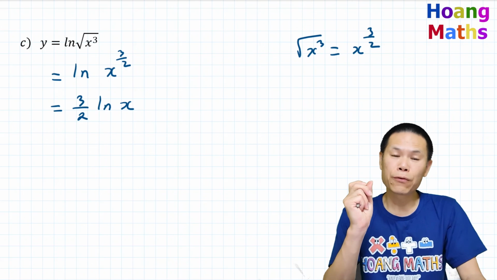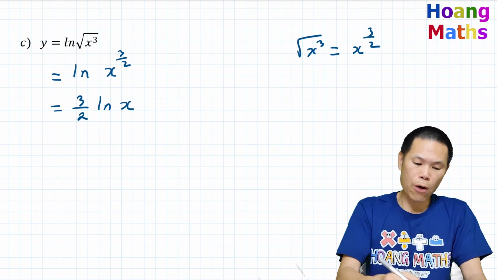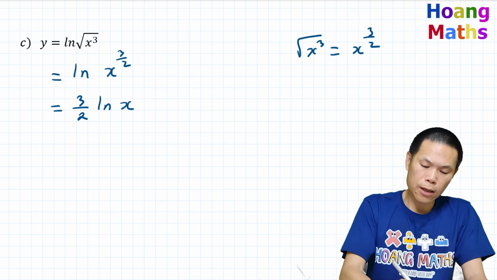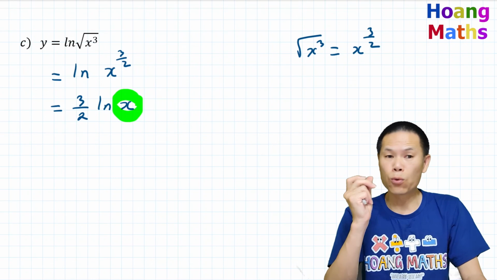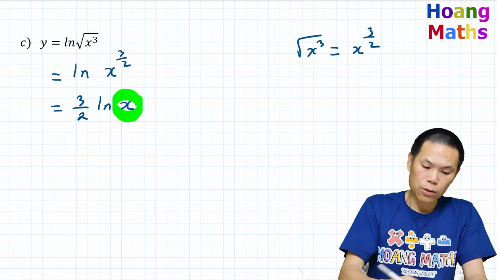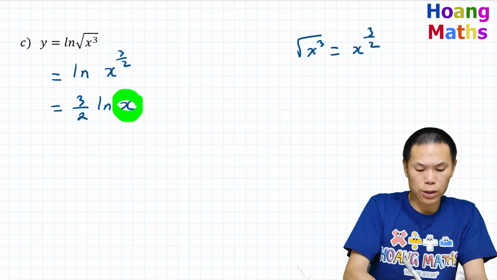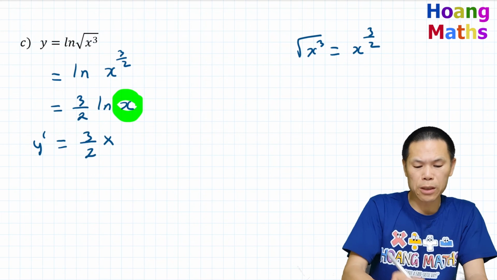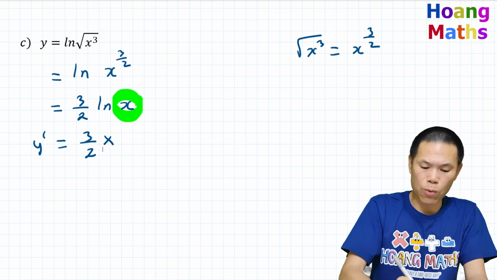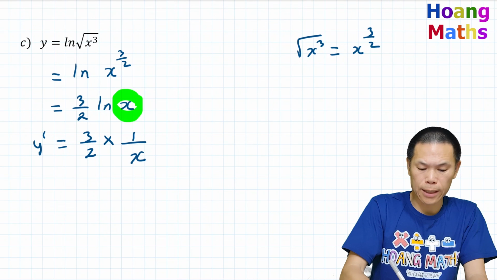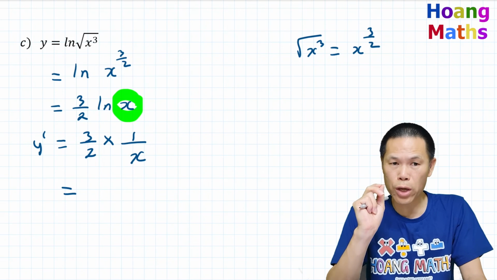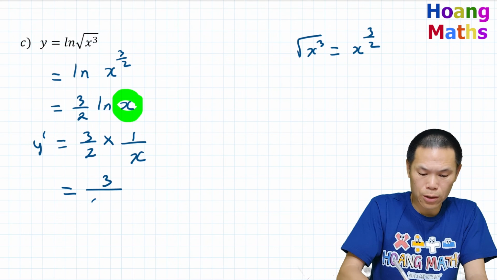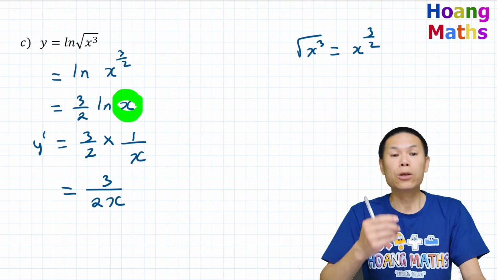So now I can differentiate. To differentiate ln of x, what I do is I differentiate x, equal 1, and over x, okay? So 3 over 2 is a constant. So y dash equal 3 over 2 times, we differentiate x is 1 and then over x. So that will give me 3 over 2x. So 3 over 2x. So there you go.